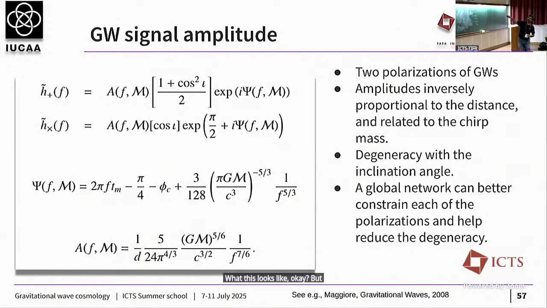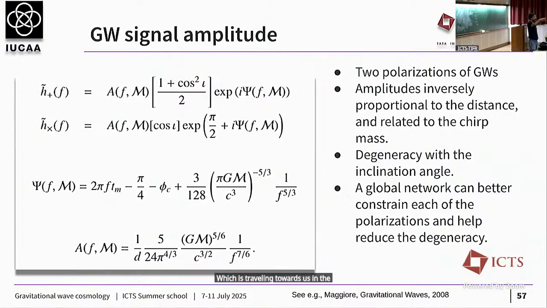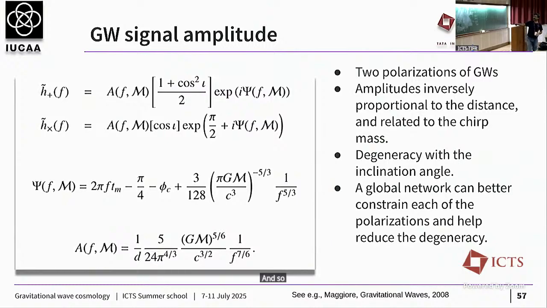But look at this amplitude: it has a dependence upon the distance, and this distance is basically the luminosity distance. It is a gravitational wave traveling towards us through the universe, so its amplitude falls with distance, and that is where the luminosity distance comes in. So by measuring the amplitude and the shape of these gravitational wave events, you can get the chirp mass times 1 plus z, and the distance to the event.